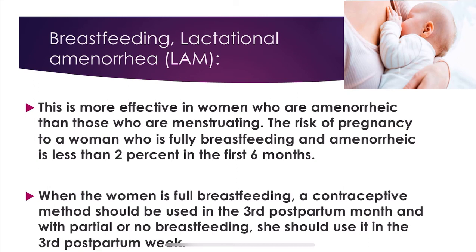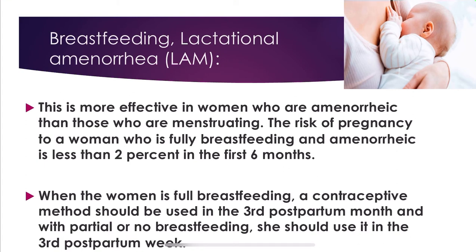The risk of pregnancy to a woman who is fully breastfeeding and amenorrheic is less than 2% in the first 6 months. So you see, a woman who is fully breastfeeding and amenorrheic has fertility of less than 2% in the first 6 months. So the chance of becoming pregnant in the first 6 months is just 2%. When the woman is fully breastfeeding, a contraceptive method should be used in the third postpartum month.